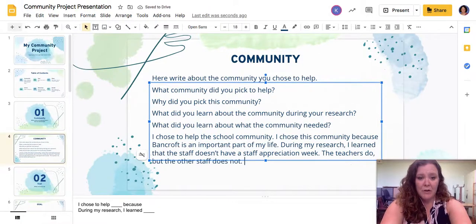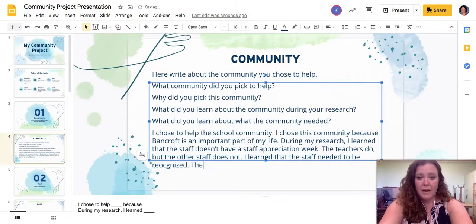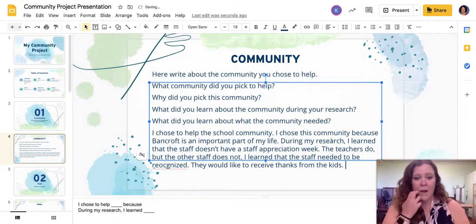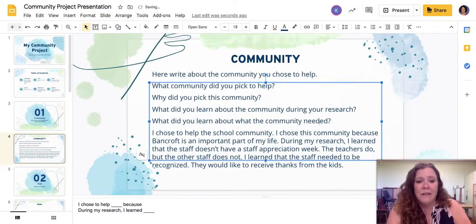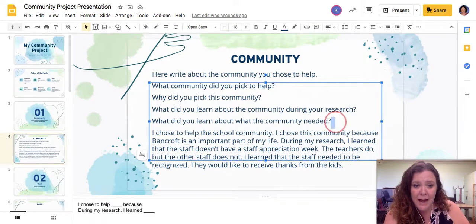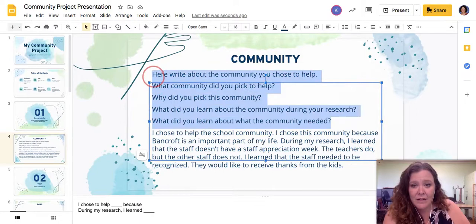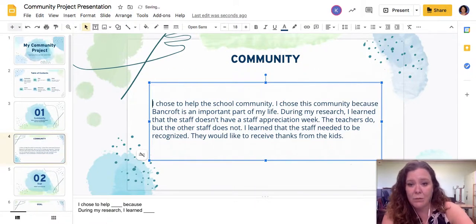And what did I learn about what the community needed? I learned that the staff needed to be recognized. They would like to receive thanks from kids. And I misspelled that word, so let me fix that real quick. There we go. Now, I don't need the questions in my presentation, so after I've written my answers, I'm going to come back and delete what was previously written there by Miss Williamson.